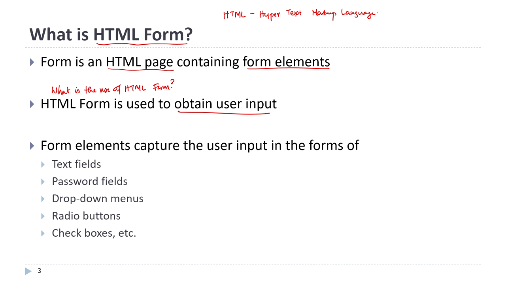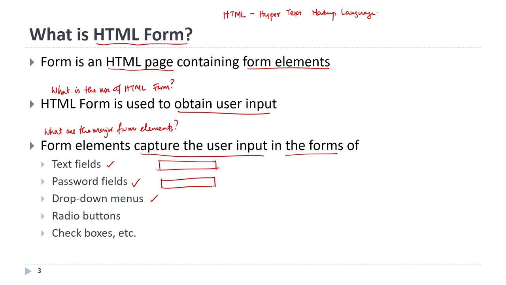So, we discuss what the major form elements are. The purpose of the form elements, as we said earlier, is to capture the user input from the HTML page. It uses text fields, password fields, and drop down menus. A text field is where you type your text. A password field is also a text field, but whatever you type shows as black dots, so you do not get to see what is being typed.